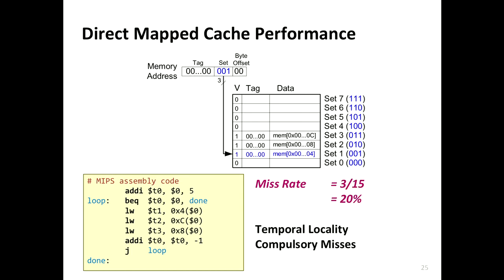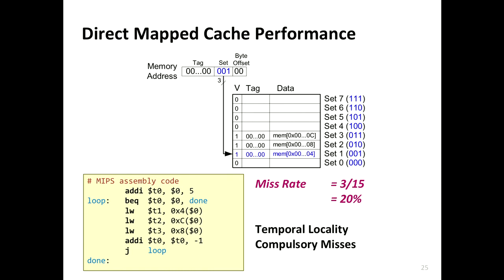What is the miss rate? Miss rate is basically: you have 3 memory accesses, 5 loop iterations, 15 total memory accesses, out of which 3 you will have a cache miss. Once you load it into the cache, you're not going to have a cache miss, which basically means that your miss rate is about 20%.